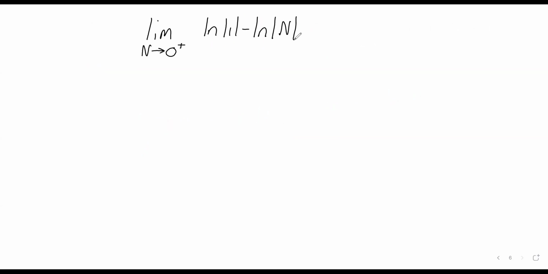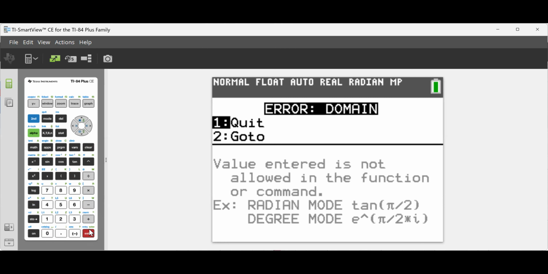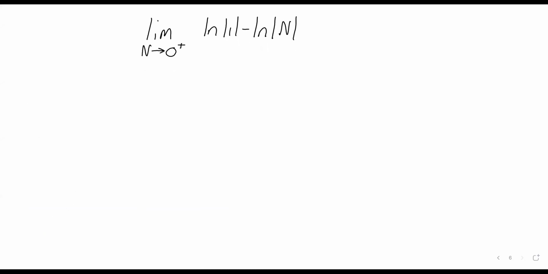But if we plug 0 in here, we don't get a number. I think I got this calculator up. The natural log of 1 minus the natural log of 0. We get a division by 0 error. This limit does not exist.